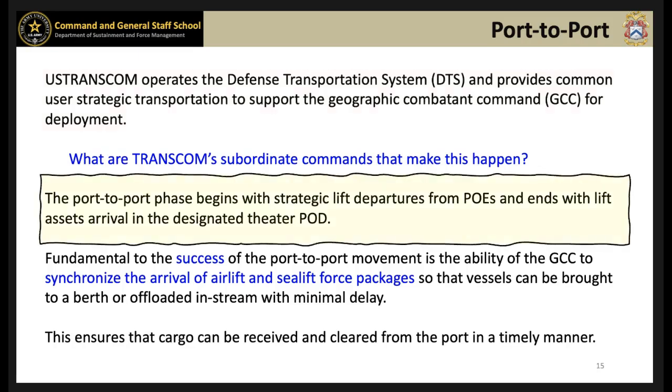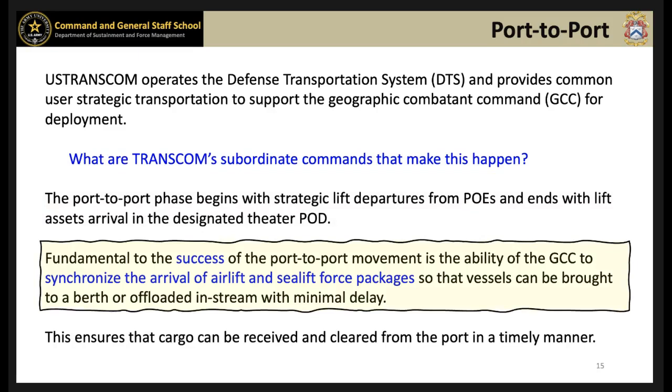The port-to-port phase of deployment commences with the departure of strategic lift assets from ports of embarkation and concludes upon their arrival at theater ports of debarkation. A crucial factor for successful port-to-port movement is the GCC's ability to orchestrate the synchronized arrival of air and sea transport, ensuring vessels can dock or be offloaded quickly. This synchronization is key to facilitating the prompt reception and processing of cargo at the destination ports.